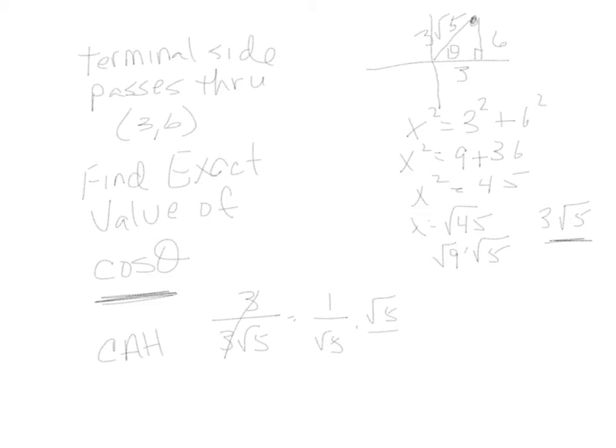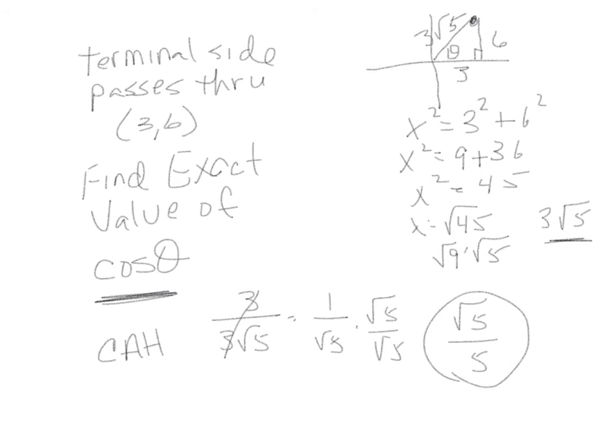Rationalize your denominator. So we end up with radical 5 over 5. And that would be our exact value. Those are the types of problems we're going to work today. Let's do another example.